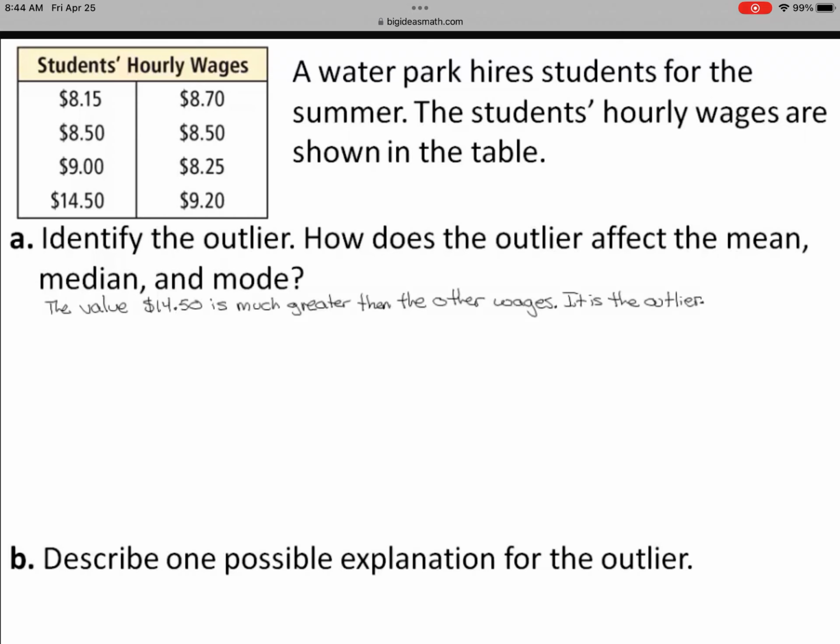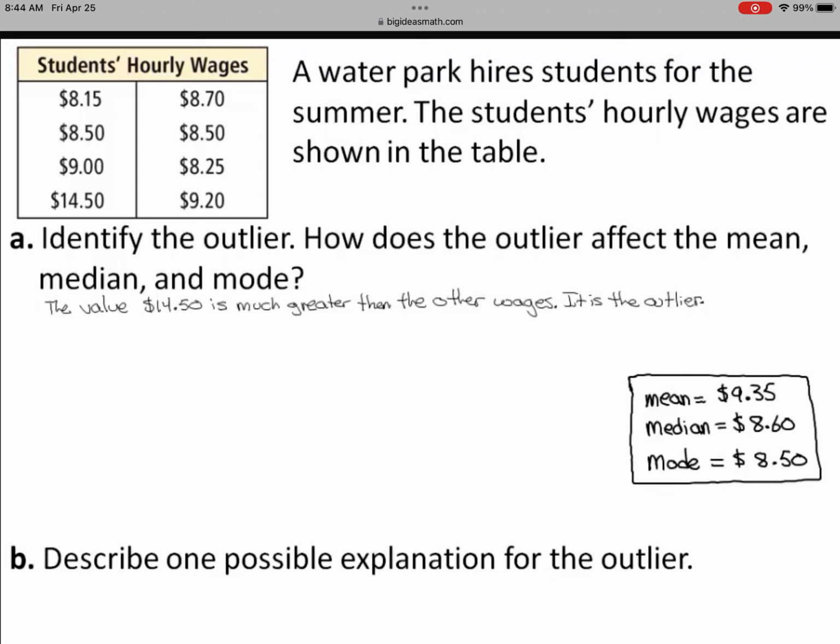The value $14.50 is much greater than the other wages. It is the outlier. First find the mean, median, and mode of the data with the outlier. You can find that the mean is $9.35, the median is $8.60, and the mode is $8.50.